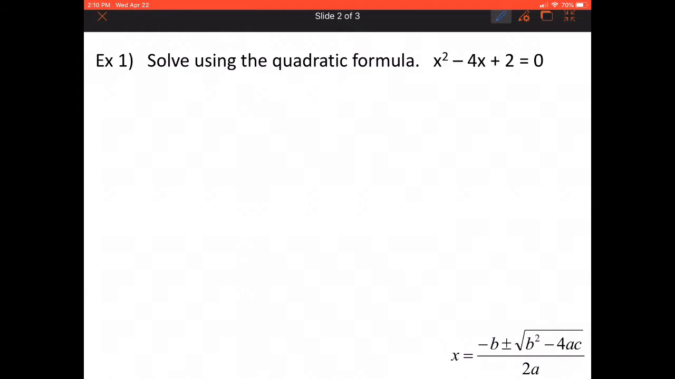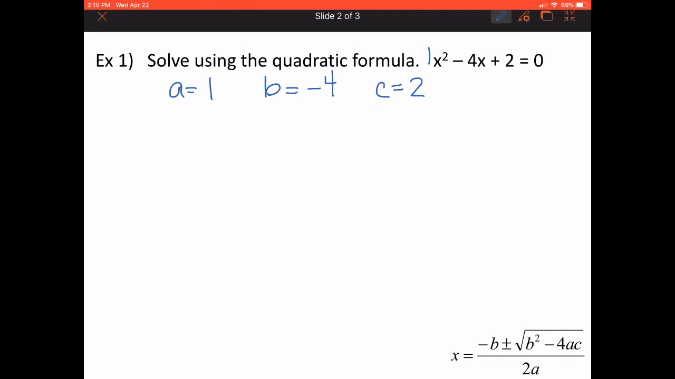So in our first one, we're going to solve x squared minus 4x plus 2 equals 0. So we can identify A, B, and C. A is the coefficient in front of x squared, so that's 1. B is the coefficient in front of x, so that's negative 4. And C is the constant, the term without the variable, so it's positive 2.